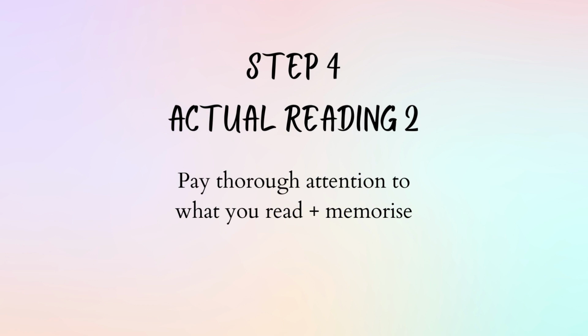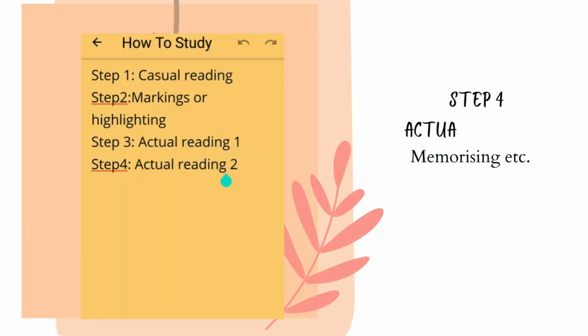Step 4, Actual Reading 2. Pay thorough attention to what you read and also memorize. Step 4 is the last step. You're going to study it thoroughly. Whatever you have marked, everything, just try to memorize whatever you need. Try to understand the concept, and you're supposed to study it properly, meaning properly.